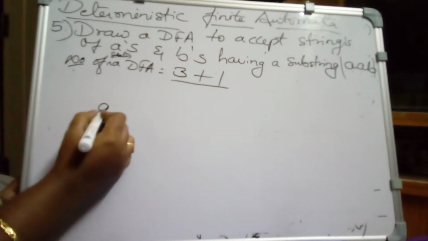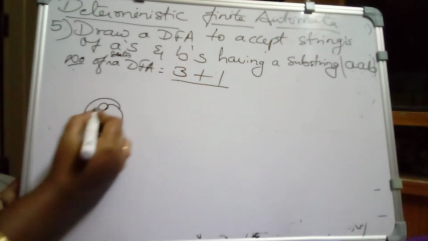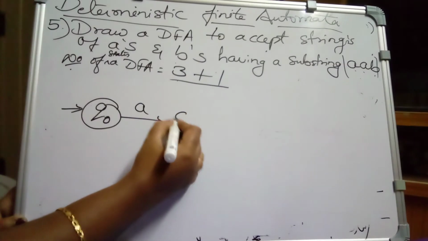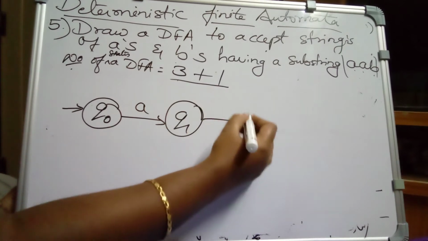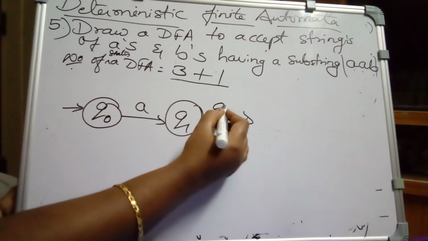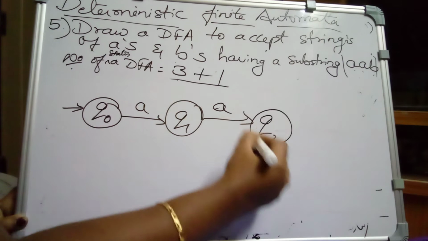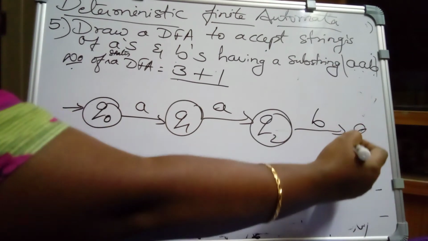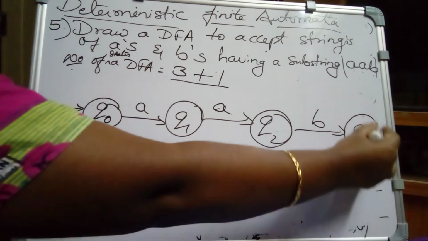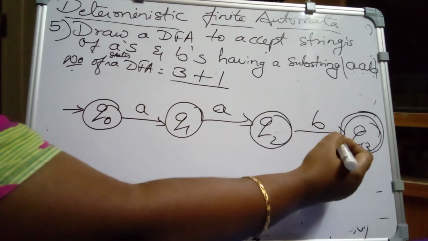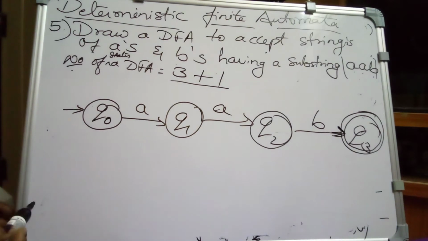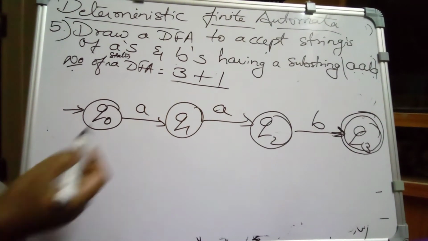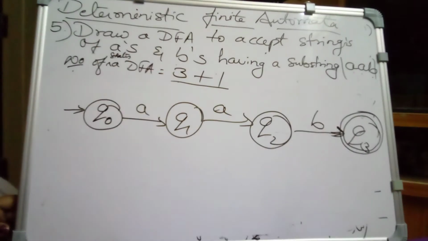Now we write the automata, starting from Q0. On reading A, it goes to state Q1, and for the second A, it goes to state Q2, and for the input B, it goes to state Q3, and Q3 will be our final state. This is how we write the skeleton DFA for a pattern recognition problem. This is our substring AAB.